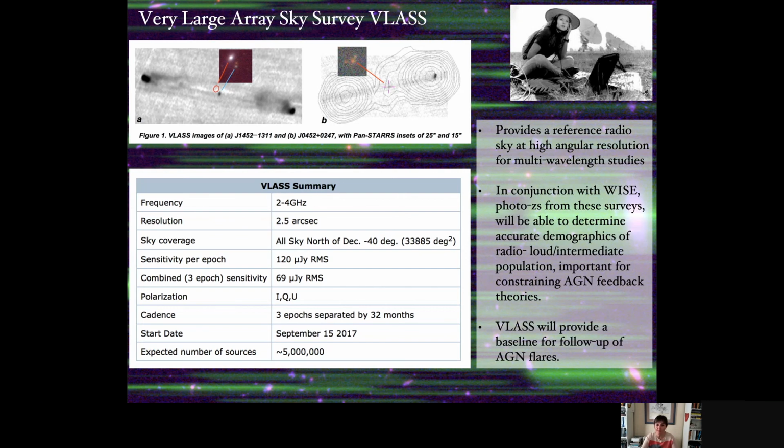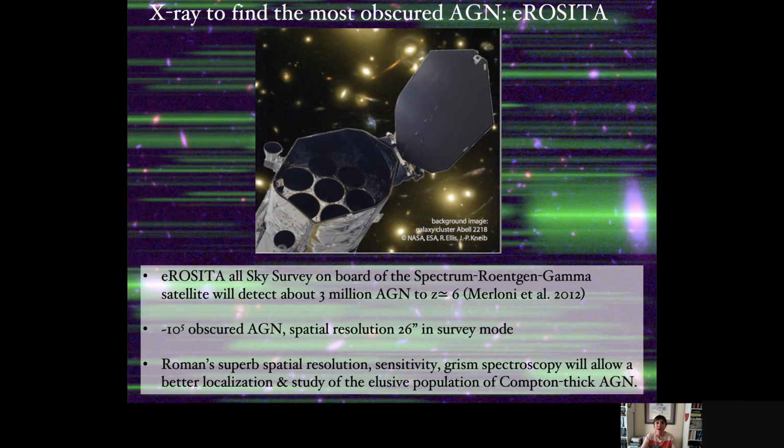And with Roman, we will be able to connect the processes that we will only be able to see in the optical and near infrared with this radio jet energy. Also, it's important to understand that Roman's superb spatial resolution and sensitivity will be essential to understand the torrent of data that is going to come from eROSITA, an X-ray mission that will allow us to find the most obscured AGN, including sources that have been so far quite elusive, like the Compton-thick AGN.